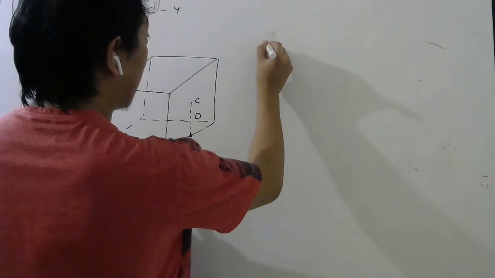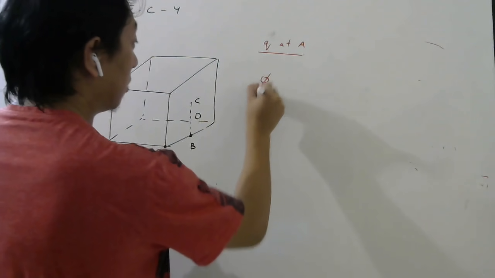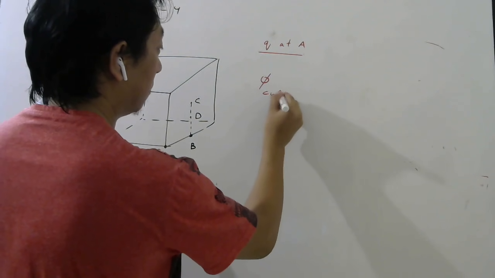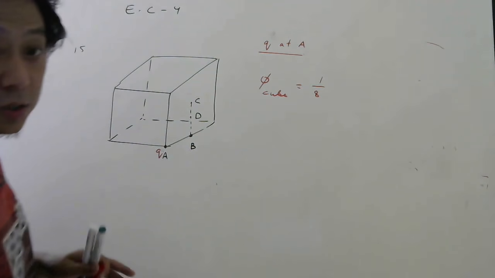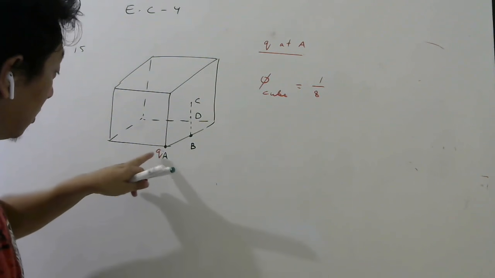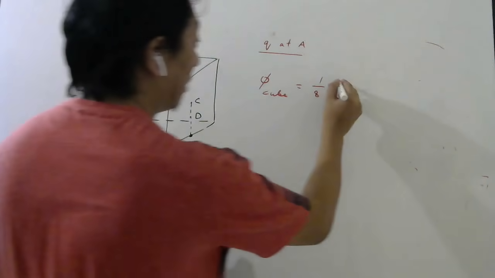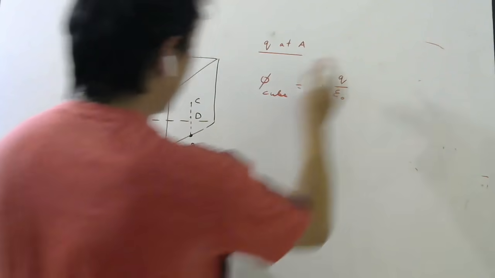So if you keep charge at A, then the flux through one of the cubes, this cube, will be 1/8 of the flux through the big cube. And flux through the big cube we can use Gauss law because this will be inside that big cube. Yes or no? So 1/8 of Q by epsilon naught. This is the total flux through the big cube.